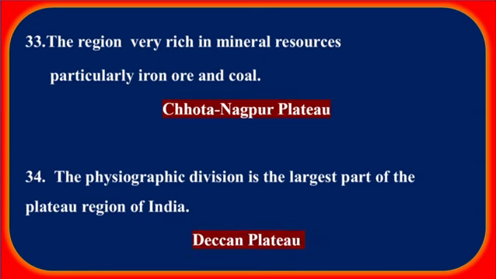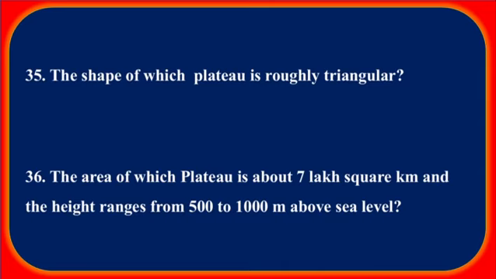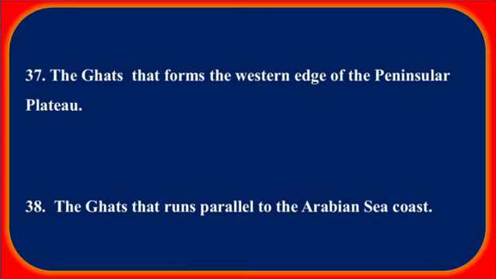The shape of the Deccan Plateau is roughly triangular. Its area is about 7 lakh square kilometers and its height ranges from 500 to 1000 meters above sea level. The Ghats that form the western edge of the Peninsular Plateau are the Western Ghats, which run parallel to the Arabian Sea coast.